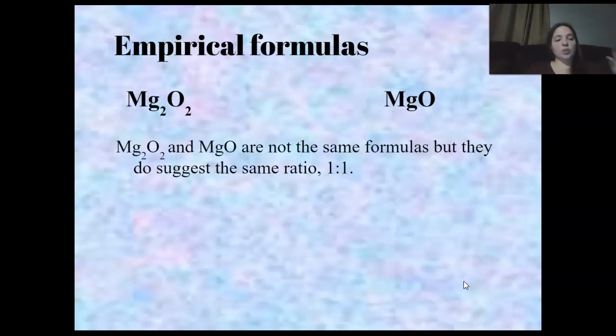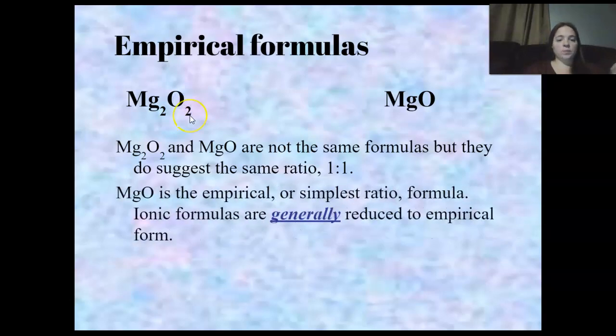Mg2O2 and MgO are not the same formulas, but they do suggest the same ratio. So it's a 1-to-1. So for every one of these, you get one of these. For every 2 of these, you get 2 of those. Same thing. They're not the same formula. We'll see that a little bit later in the next unit. But again, it's the same ratio. MgO is the empirical or the simplest ratio formula. Ionic formulas are generally reduced to the empirical formula.